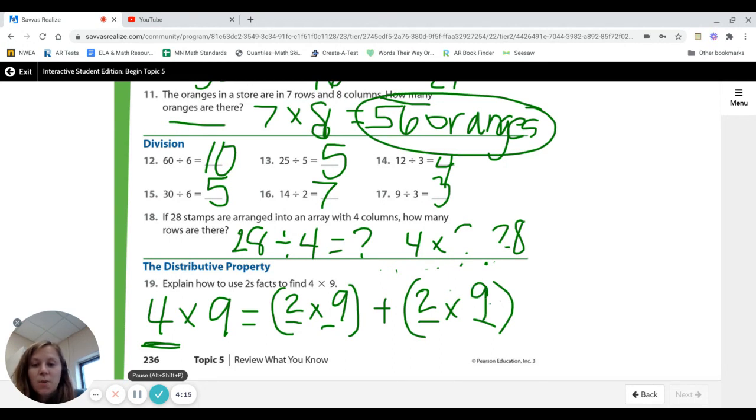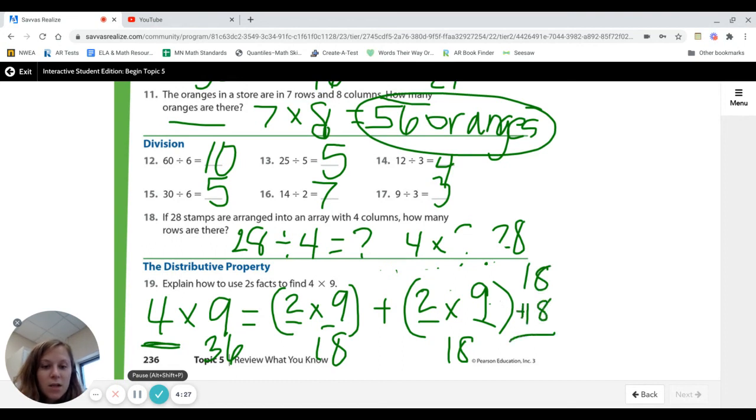And we can check our answer by thinking 2 times 9 is 18. 4 times 9 is 36. So I want to think about, is 18 plus 18 36? To check my answer, I know 8 plus 8 is 16. And I have 1, 2, 3, 36. So I know that my 2's facts to help with my 4 times 9 is 2 times 9 and 2 times 9. That is the only page we will be doing today in our math book.